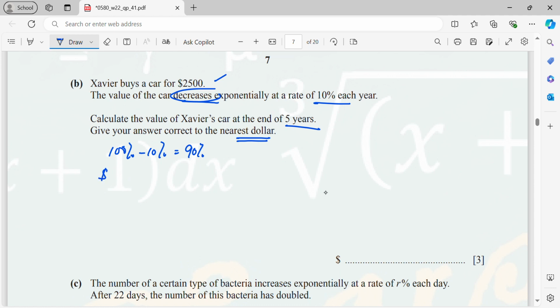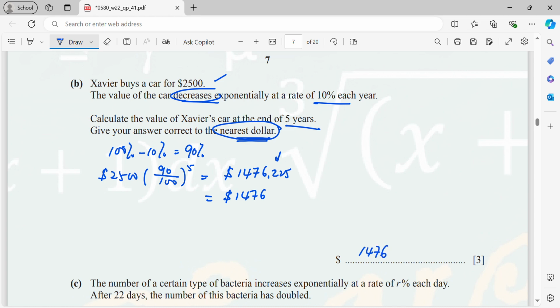So now, 2,500 times 90 over 100, because 90% at the end of 5 years. That means here, you will be getting 1476.225. This will be the value of the car at the end of 5 years. But then, because the question is asking for nearest dollar, you refer to the first decimal place, the 2. Since the 2 is less than 5, we just ignore all this. Therefore, the answer is 1476.